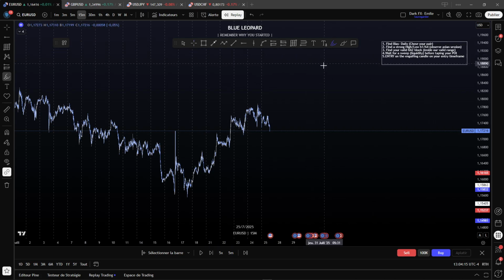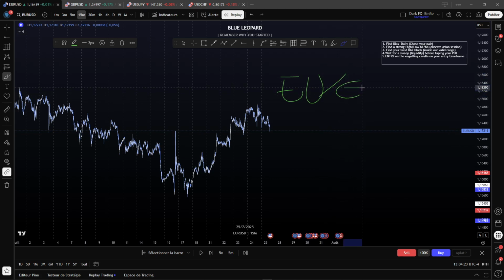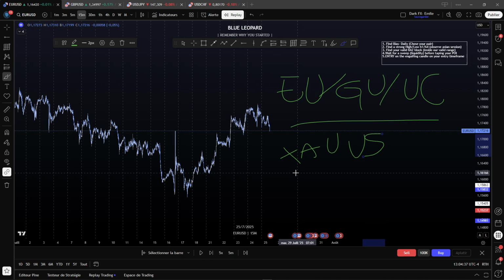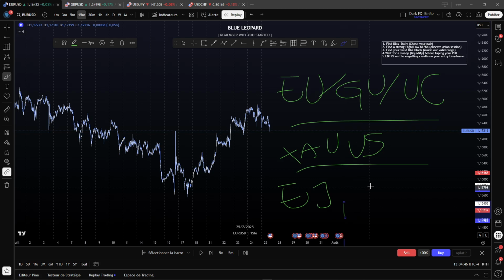You can use US pairs, okay? You can use EU, like in this example. But if EU doesn't give you anything, go look for GU. If GU doesn't give you something, you have USD CHF. And if all these 3 don't give you anything, then maybe check gold, or some other instrument, but don't force your trade. And if you trade Asia, you can look at EJ, GJ, or UJ. So you have a lot of pairs in your basket. You don't need to force a bias.